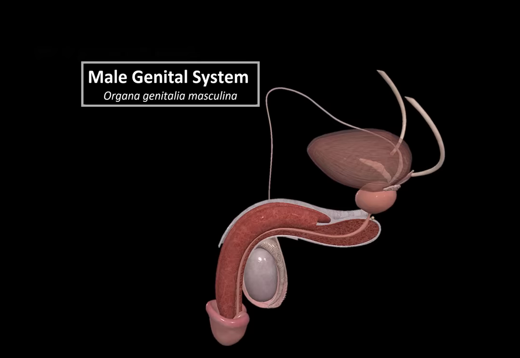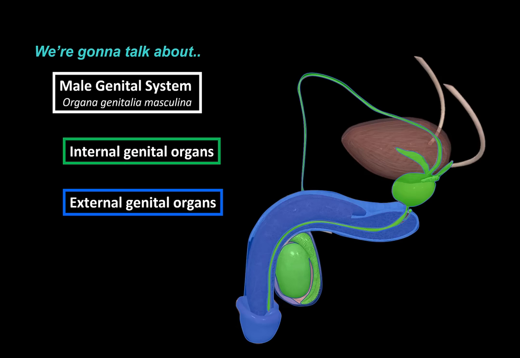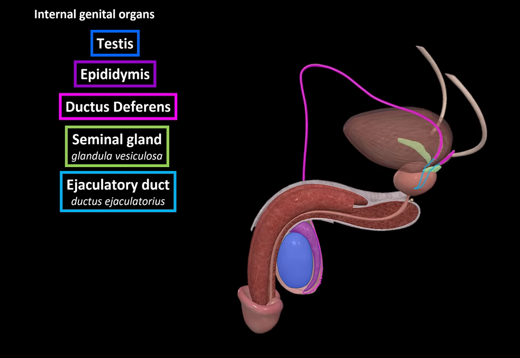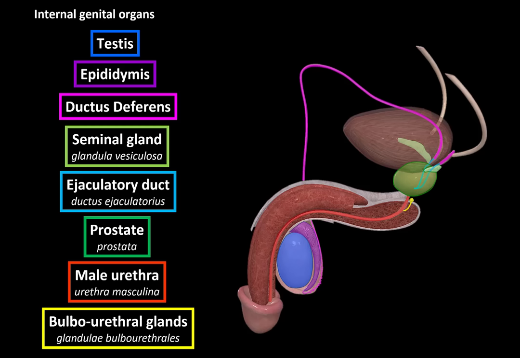Alright, the male genital organs are divided into the internal genital organs and the external genital organs. We will cover both of these in detail, and we will start with the internal genital organs. So, the internal genital organs consist of the testes, epididymis, ductus deferens, seminal gland, ejaculatory duct, prostate, male urethra, and the bulbourethral glands. Alright, let's follow these arrangements, starting with the testes.